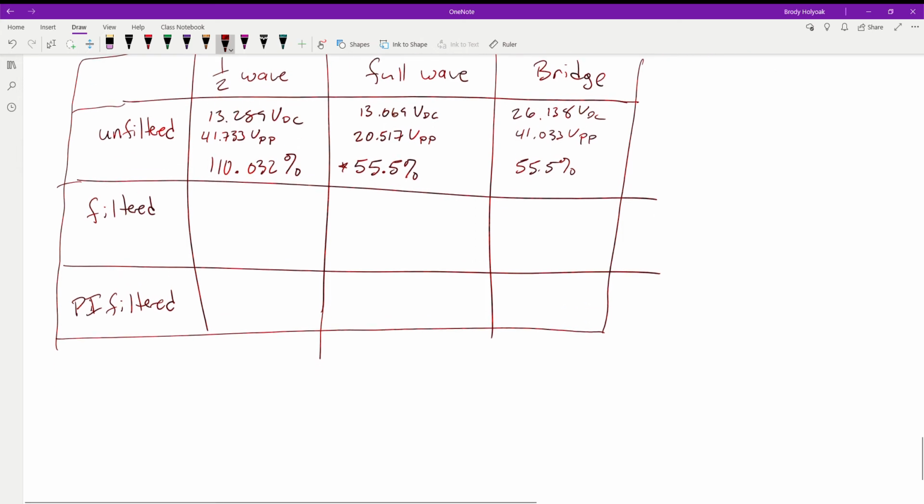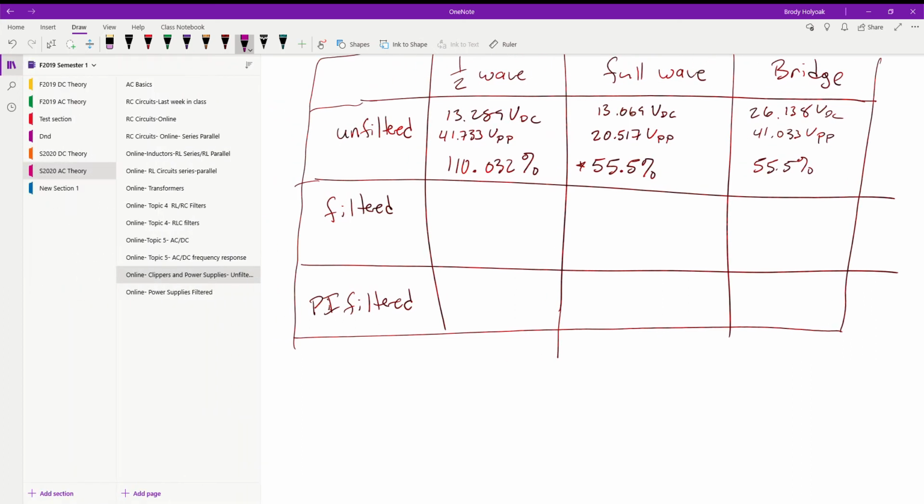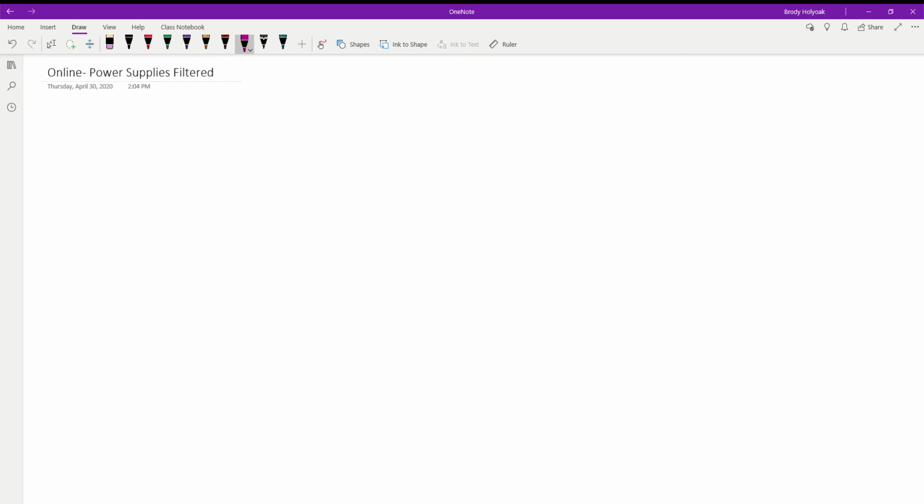So we're going to continue on, and we're going to go through these different waveforms again through the filtered varieties. These ones are a little bit more difficult in that there's an extra step that we have to do. But like I said, they're not horrible. They're actually really easy, I think, and kind of fun. So anyway, let's go ahead and shift over to today's tab.